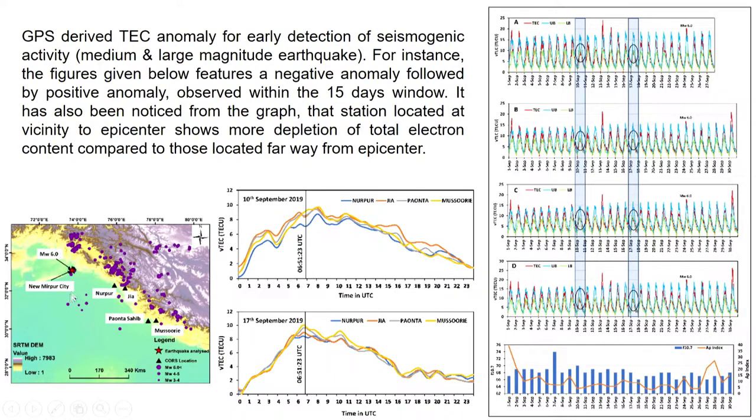So this is for the Morocco earthquake. You can clearly see that the TEC variation will have different magnitude at different stations with respect to the epicenter. You can clearly see this time period. This phenomenon occurs 15 to 20 days before the occurrence of the earthquake.